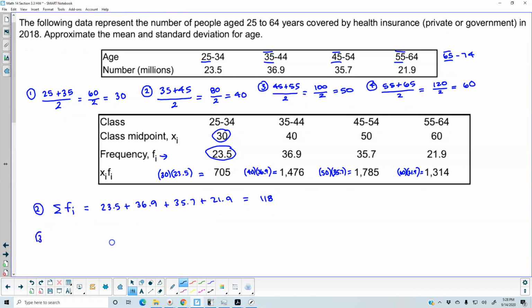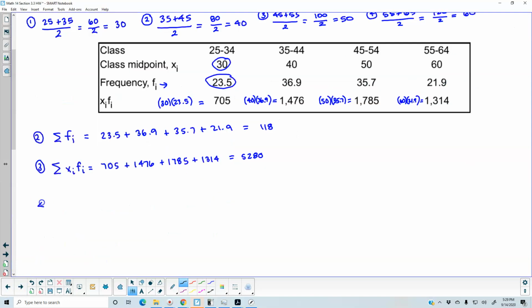And then we want to find the sum of the midpoints times the frequency. So that was 705 plus 1,476 plus 1,785 plus 1,314, which gives us 5,280.